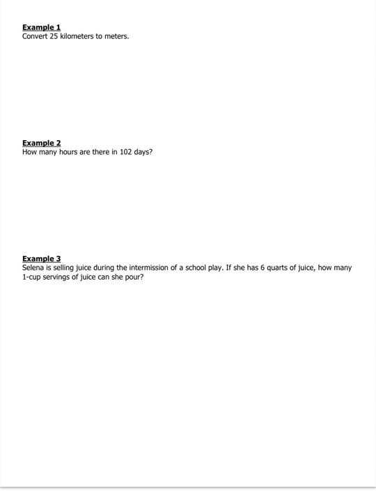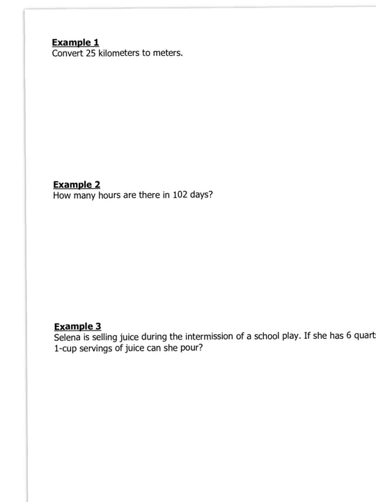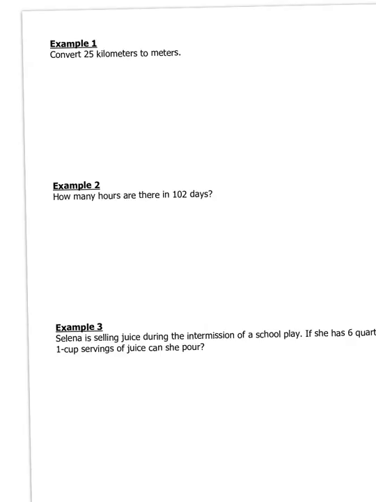So example 1 asks you to convert 25 kilometers to meters. Okay, so we're going to do the same thing we did on the front side. We're going to use a unit conversion to do this. So I'm going to look at what I'm starting with. I'm starting with 25 kilometers. So I'm going to write that as 25 kilometers over 1. And then I'm going to multiply by a unit conversion factor, which is, again, just a fraction, using that chart I had on the front side.